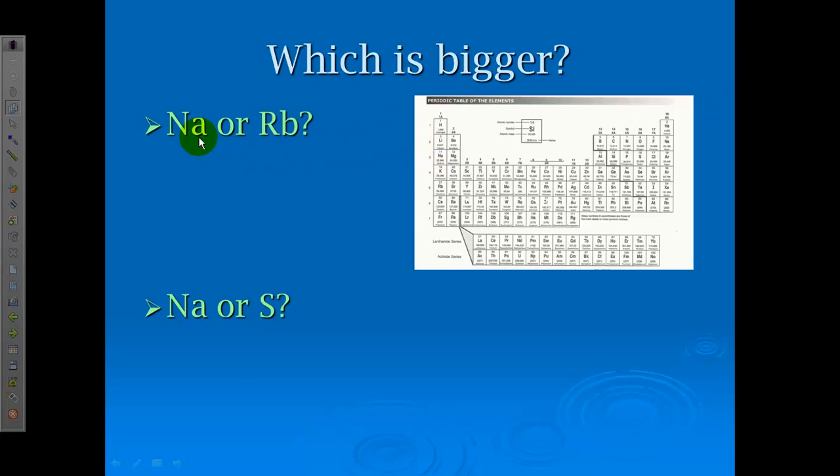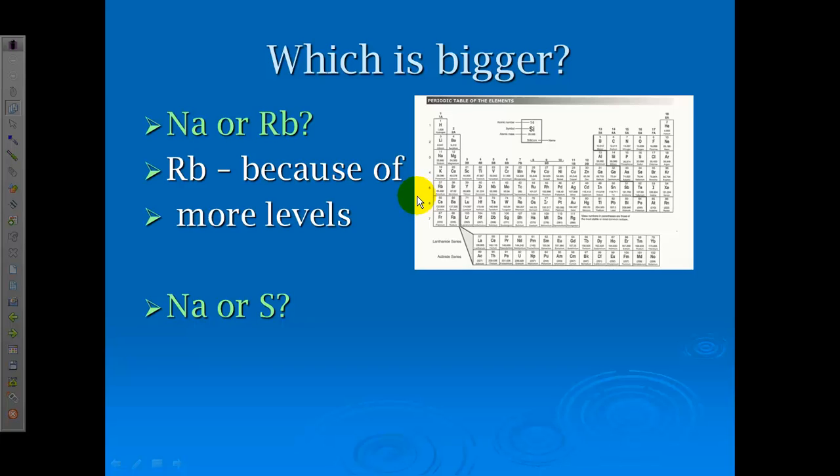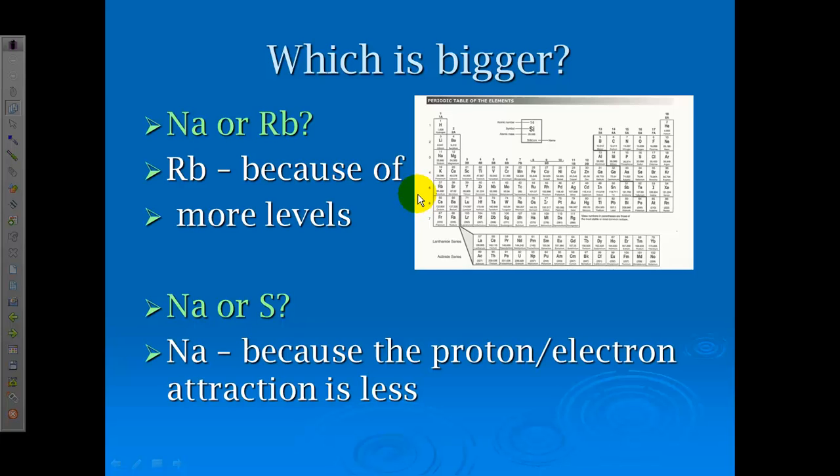So let's look. Sodium or rubidium. Here's sodium, and then rubidium is a little bit further down. So we're comparing 2 different levels. Naturally, rubidium is going to be larger because it has more levels. But if you look at sodium compared to sulfur, here's sodium, and sulfur is across on that same level. The sulfur is going to be smaller because of the proton-electron attraction, so sodium would actually be larger.